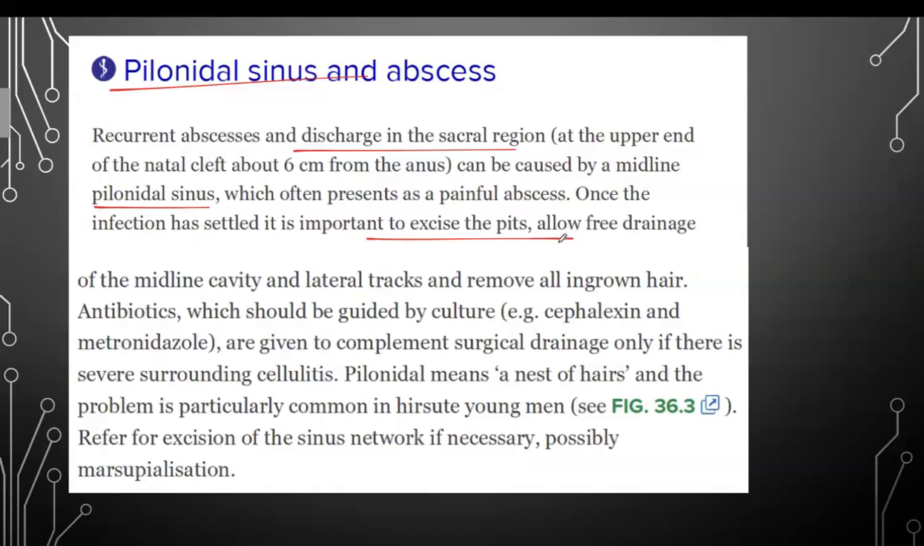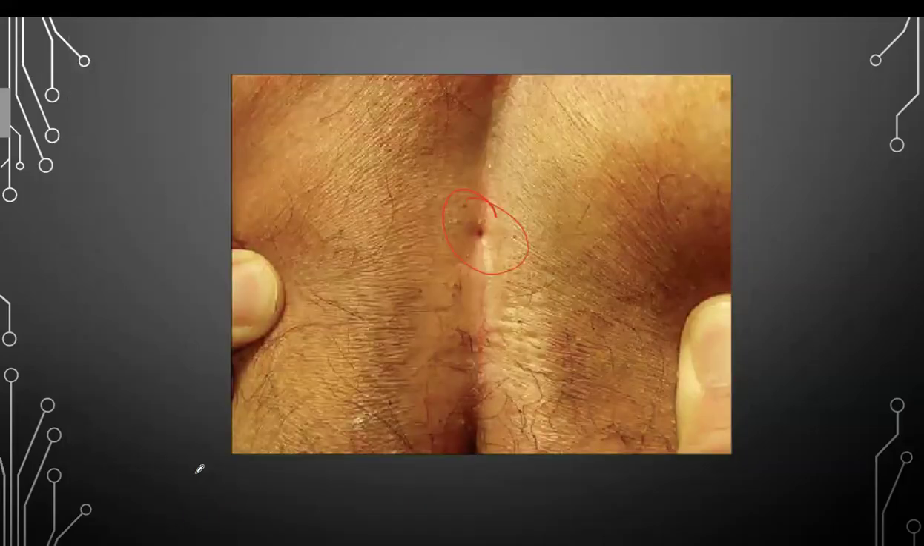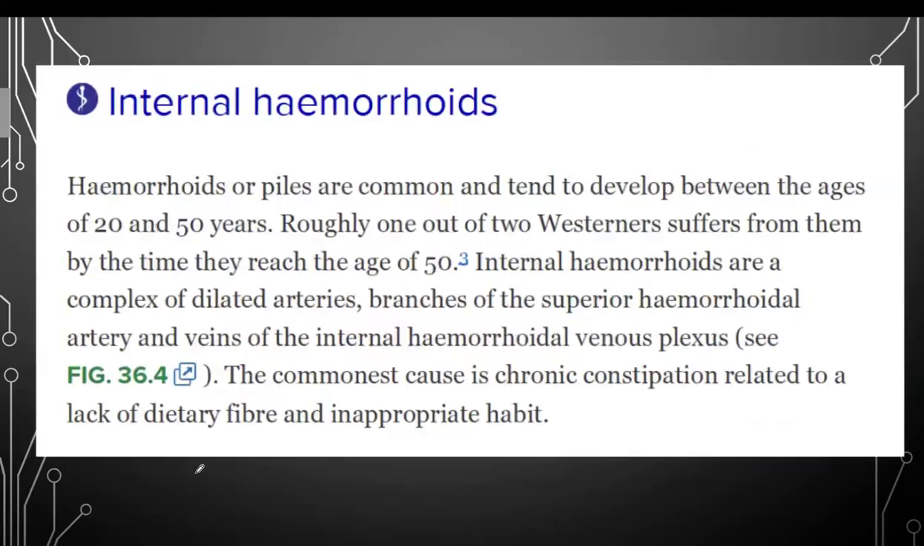So initially, you can start with antibiotic, and once the infection is settled a little bit, this patient will need a surgery to excise the pits or the sinus tract. Sometimes, this is a very difficult thing to treat. So if a patient has got recurrent pilonidal sinus, you might need to even go for a surgery called marsupialization, where you keep the wound open, allow the free drainage of the abscess fluid or the pus, and at some point let the wound heal by itself. So sometimes marsupialization is indicated for recurrent pilonidal sinus.